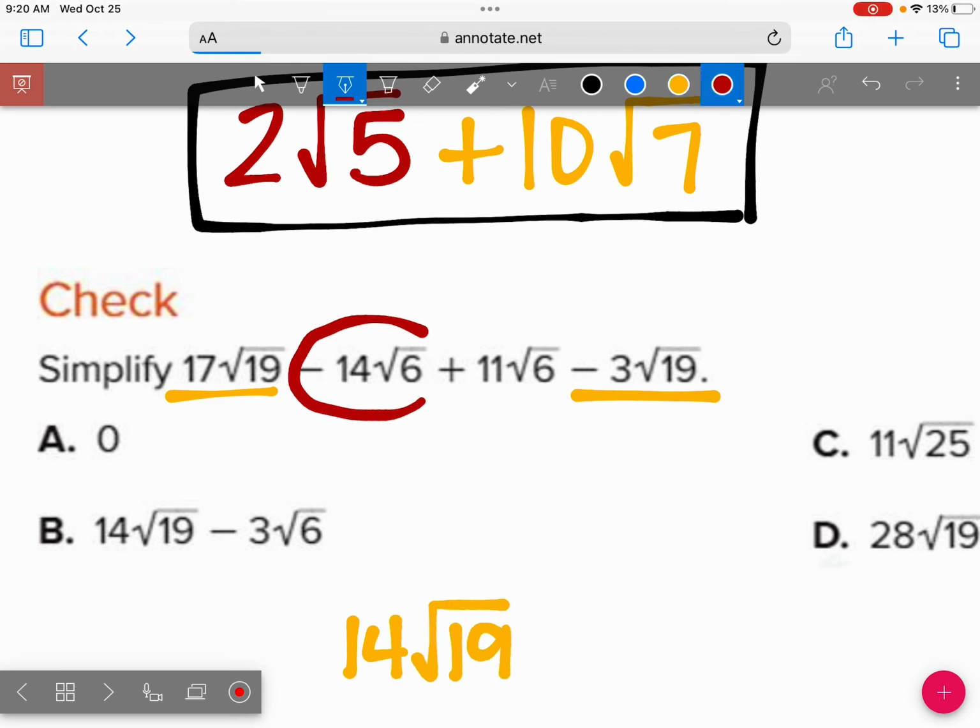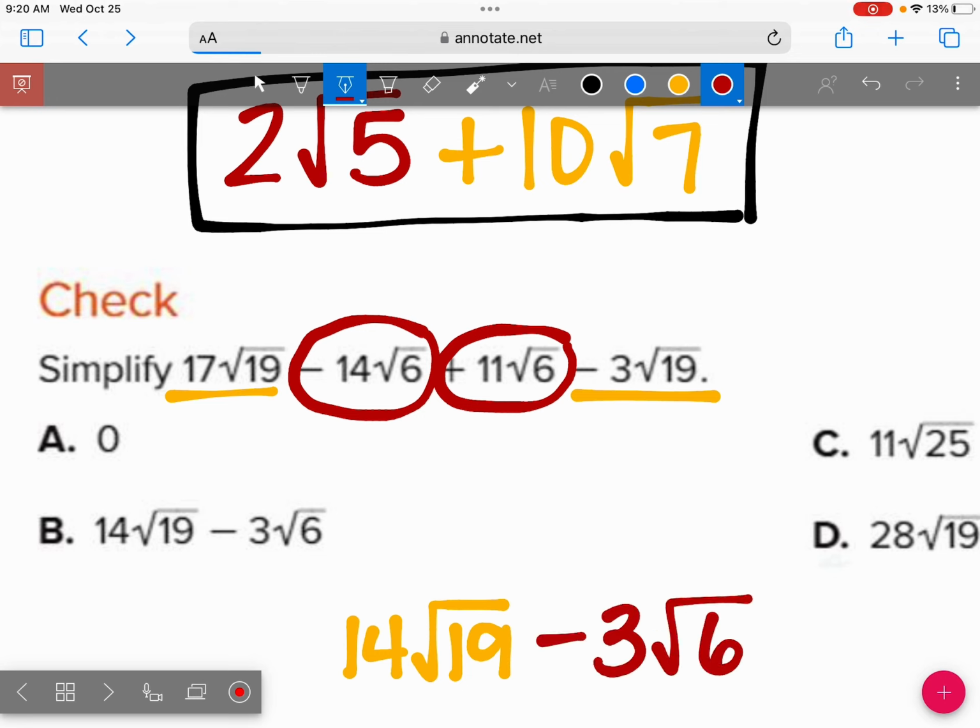And then these two are like terms because they both have a 6. So that would be negative 11, I'm sorry, not negative 11, negative 14 plus 11, which is a negative 3. So your answer would be B.